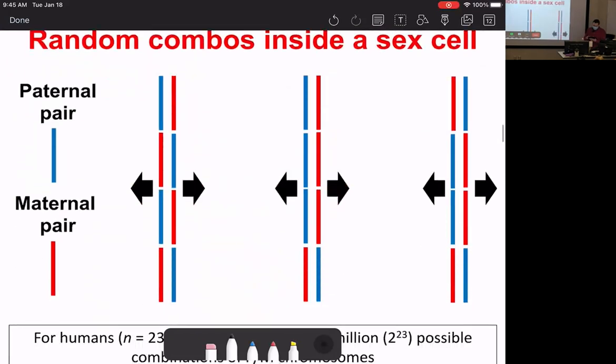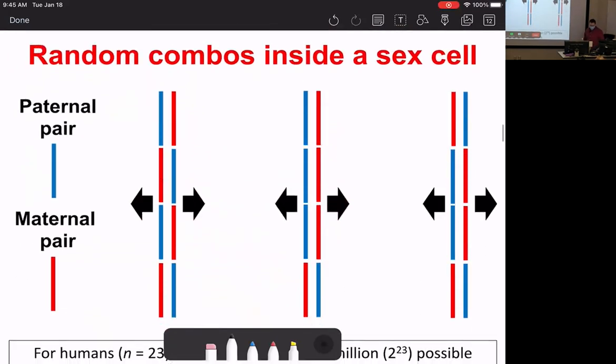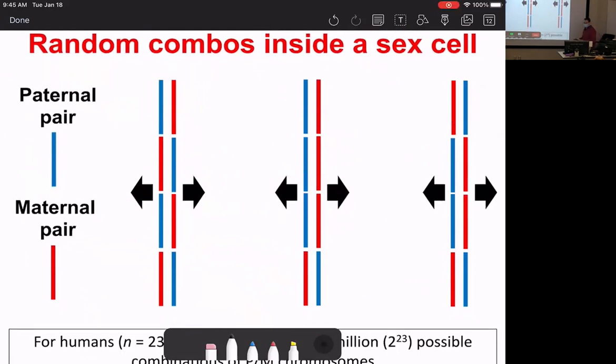Now, to cut and dry this a little bit, this is just a little piece that I always like to practice with. So imagine that paternal is in blue, maternal's in red. They can line up any way they want. And thousands of cells are doing meiosis constantly, and they're producing random switches and sets each time. So each one is like a coin flip.